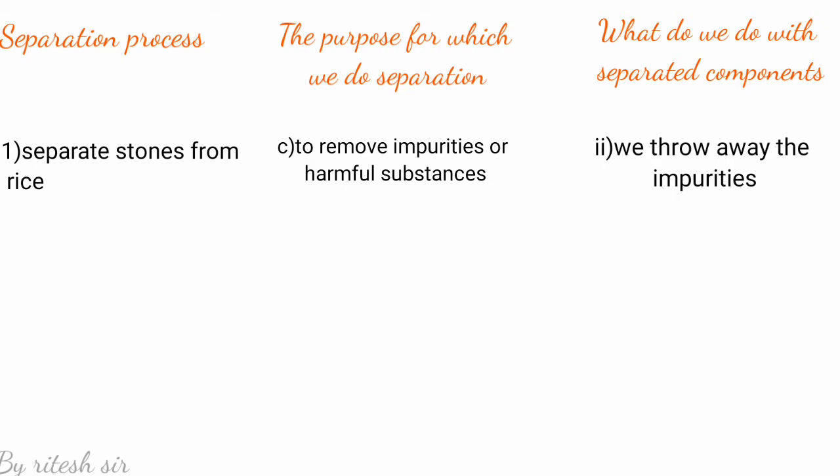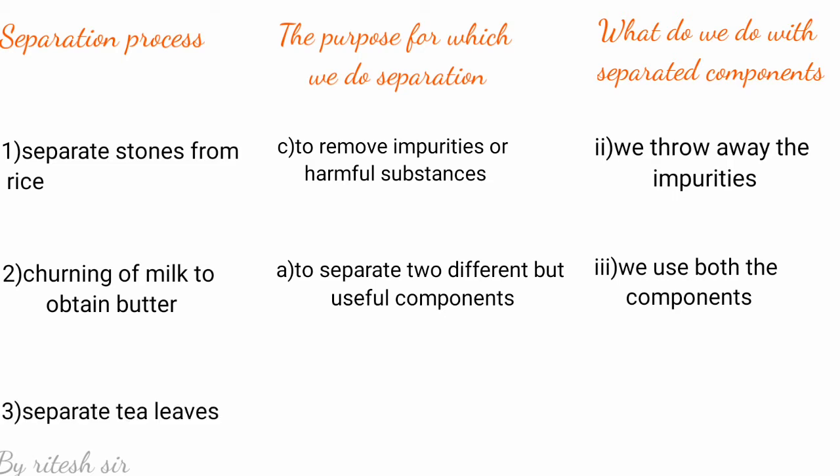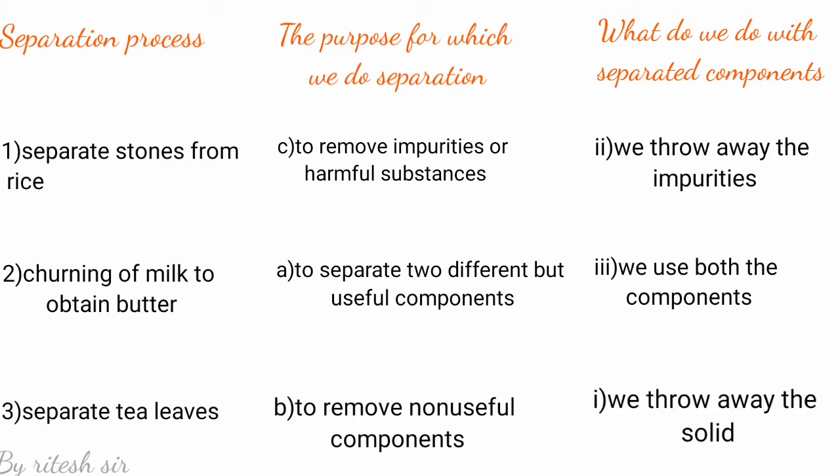Your second separation process is churning of milk to obtain butter. What is its purpose? To separate two different but useful components. And what do we do with the separated components? We use both of the components. The third one is separating tea leaves. Its main purpose is to remove non-useful components. And what do we do with the separated components? We throw away the solid because we have already used them to prepare the tea.